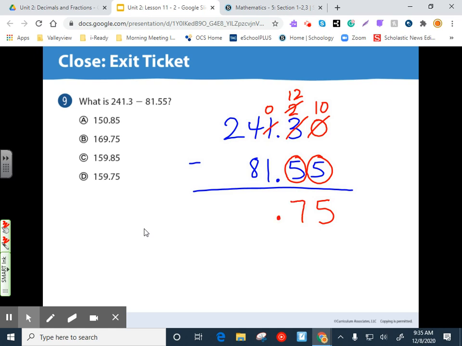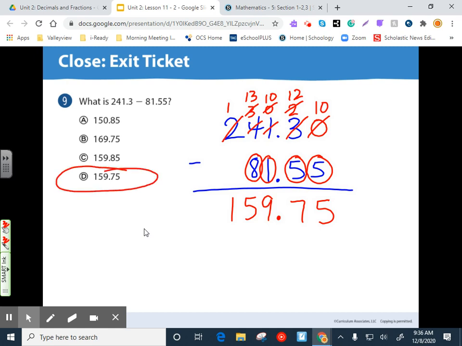Bring down your decimal. Bigger number on the bottom again. So let's borrow from over here. That becomes a 10. 10 minus 1 is 9. And you guessed it, bigger number on the bottom. What's going on with this question? Changes to a 1, changes to a 13. And 13 minus 8 is 5. Finally, no borrowing here because we basically have a 0 underneath here. So 1 minus 0 is 1. And that gives us 159.75. And lo and behold, that is one of our options right here for letter D.